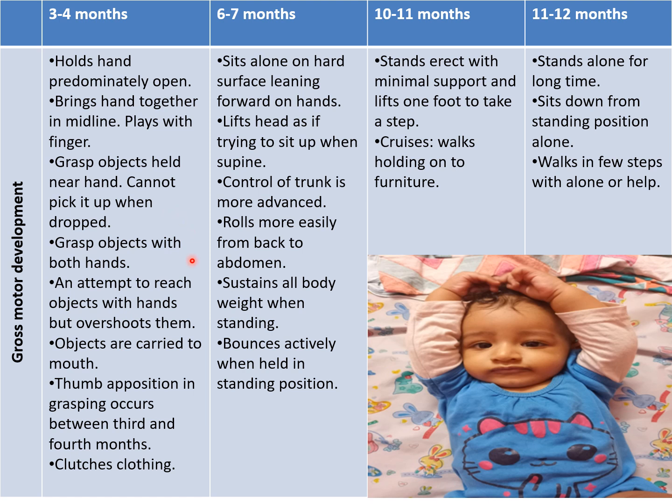Then with both hands they will try to grasp the object, not sometimes, most of the time. An attempt to reach for objects with the hands will occur, but they will not be able to touch the object correctly; they overshoot. Objects are carried to the mouth, and thumb opposition in grasping occurs between the 3rd and 4th month. Thumb opposition means it is opposing the other fingers. That feature starts at 3 to 4 months, and the child will be clutching the clothes.